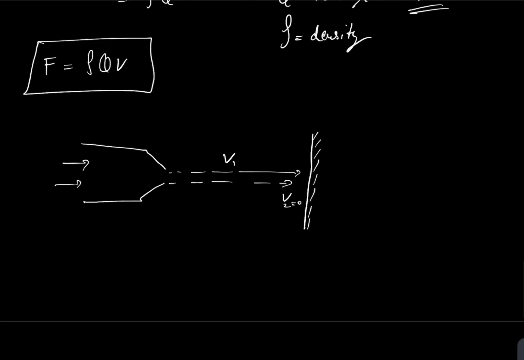So what will the force be here? The force is rho q v. F is equal to rho q v. We are assuming density will remain constant, and the flow rate is q. So what will be the force?